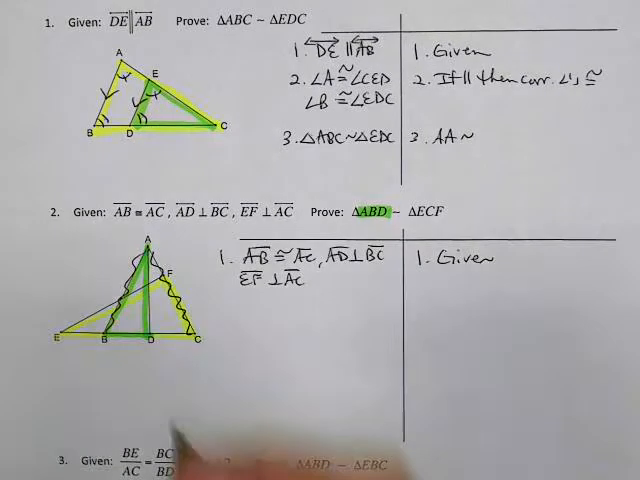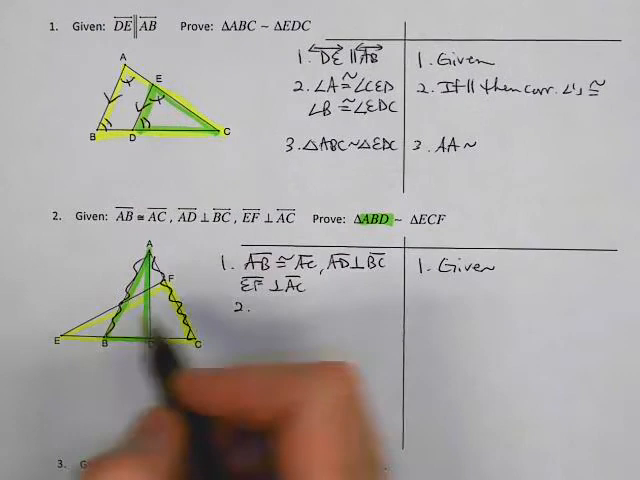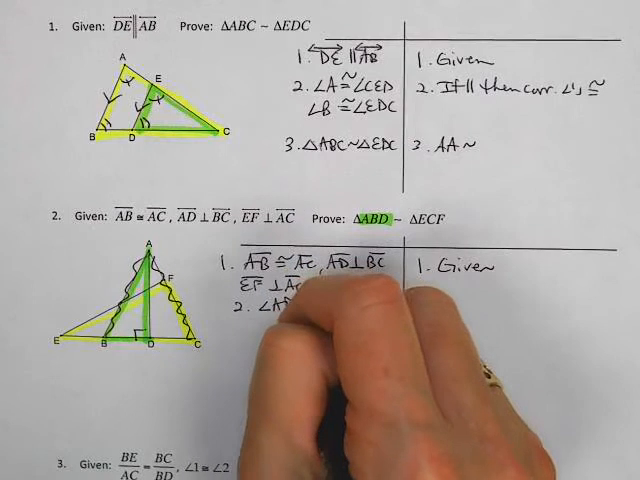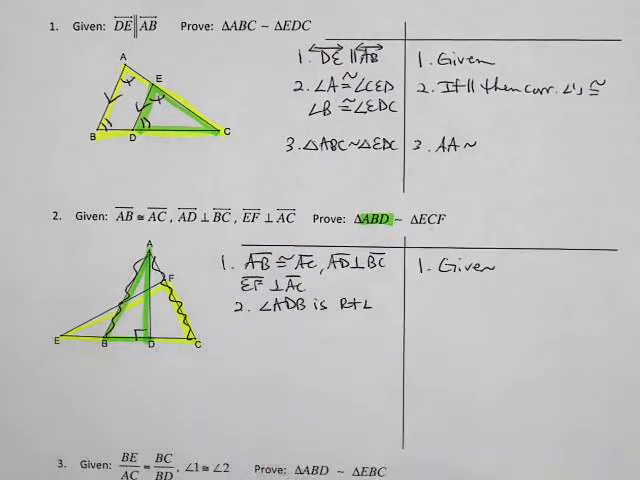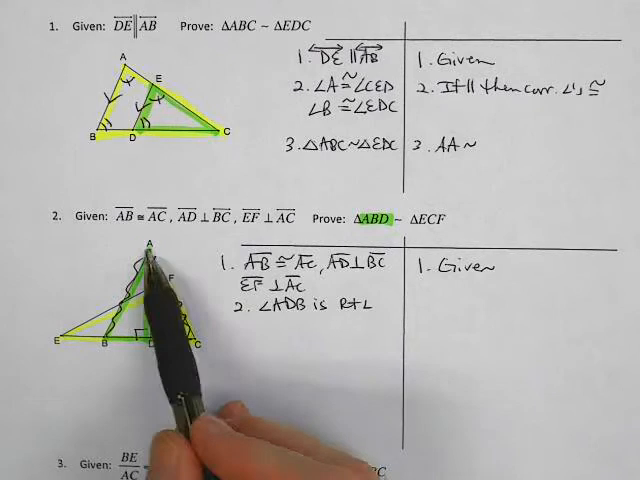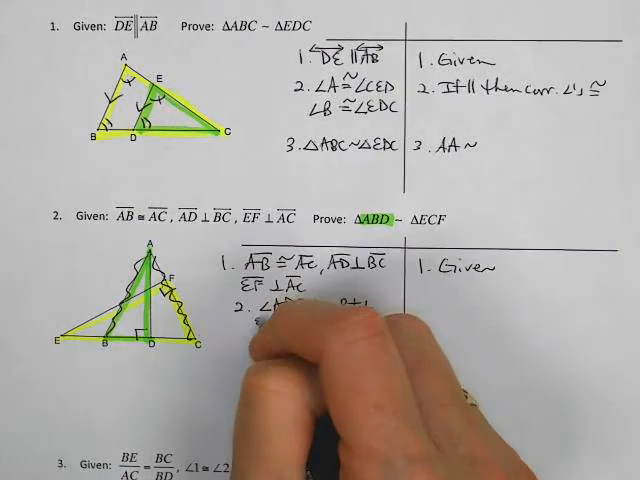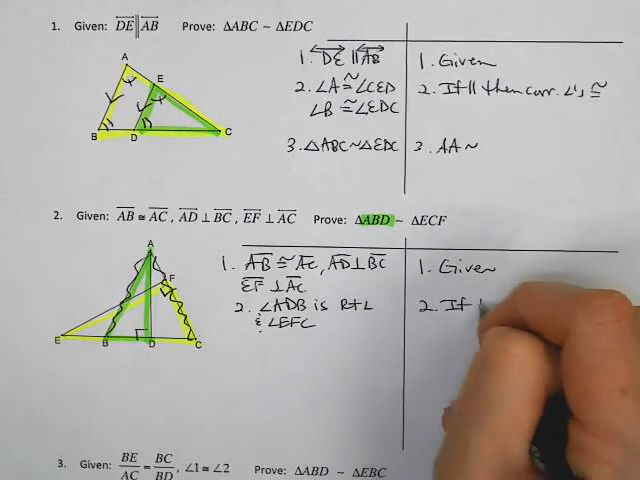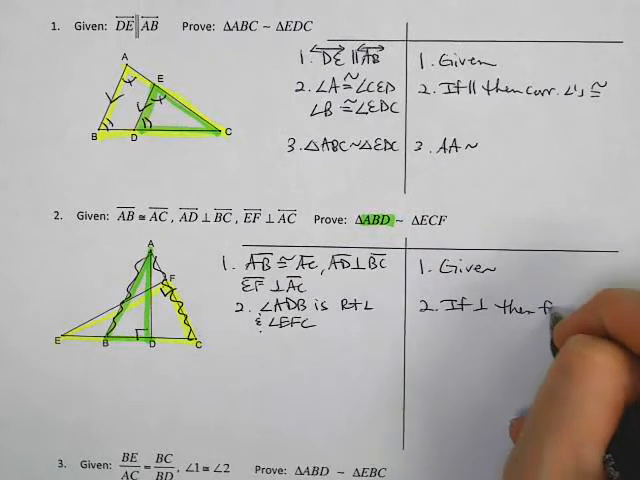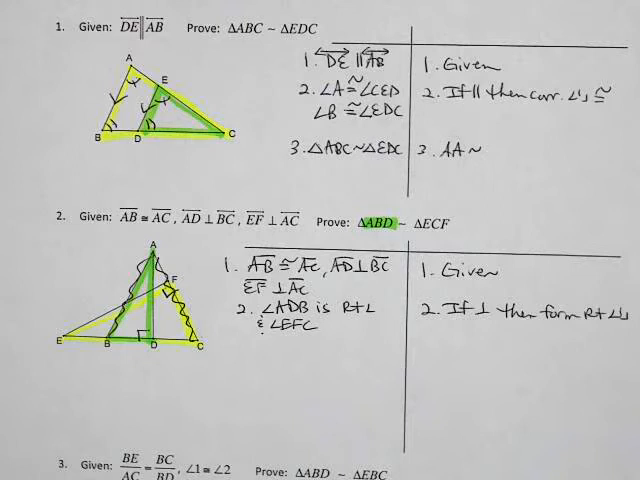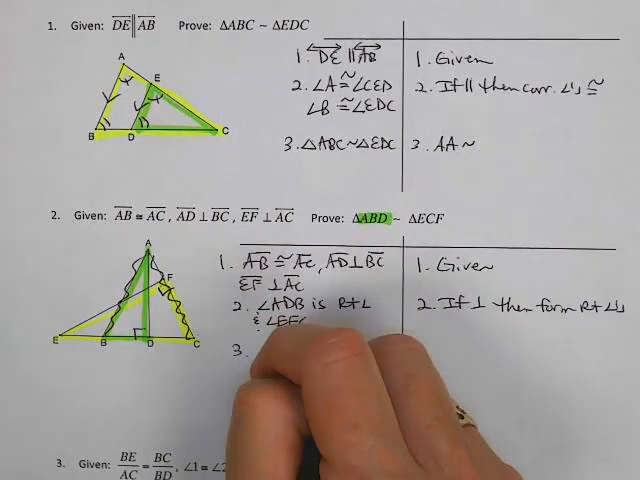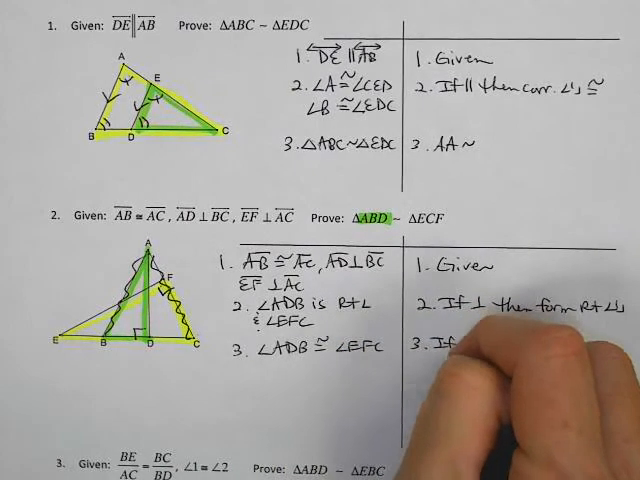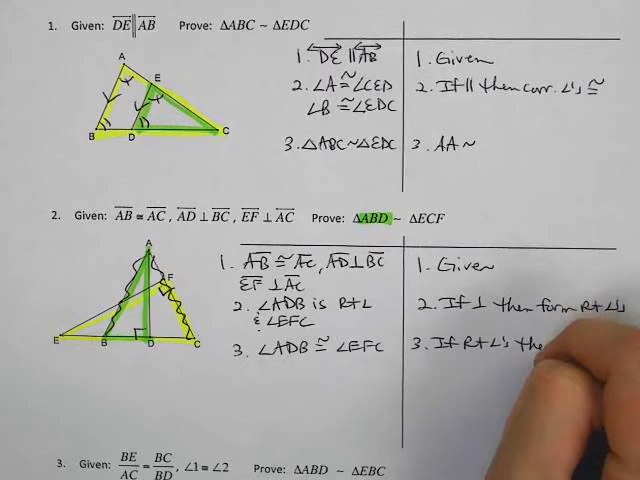So I think I'm going after the perpendiculars first, because if AD is perpendicular to BC, I can get a right angle in that green triangle. ADB is a right angle. But then if I have EF perpendicular to AC, I can get a right angle in that yellow one. So I'm going to say that's also angle EFC. And that's if perpendicular, then form right angles. And now I can get those congruent. ADB congruent to EFC. If right angles, then congruent.